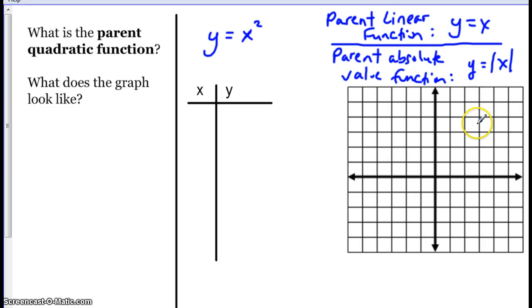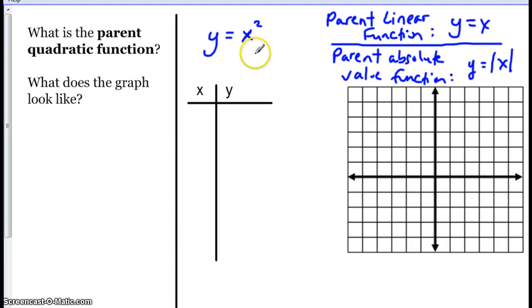It was a line with a slope of 1 through the origin. And the parent absolute value function, remember, is y equals the absolute value of x. And remember, the vertex was at the origin and the a was equal to 1. So it had this shape. Our parent quadratic function is y equals x squared. And our a again will be 1 and our h and k are 0.